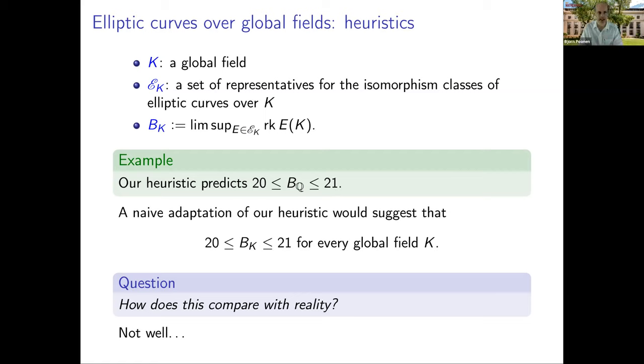So you can run the heuristic. It works pretty much the same way for global function fields, and it gives exactly the same estimate. So if you believe that, then you would get that the limsup should again be 20 or 21 for every global field, and this does not match well with reality. So that's maybe an unfortunate thing. But what I can do is tell you a reason why you shouldn't expect it to compare well with reality.